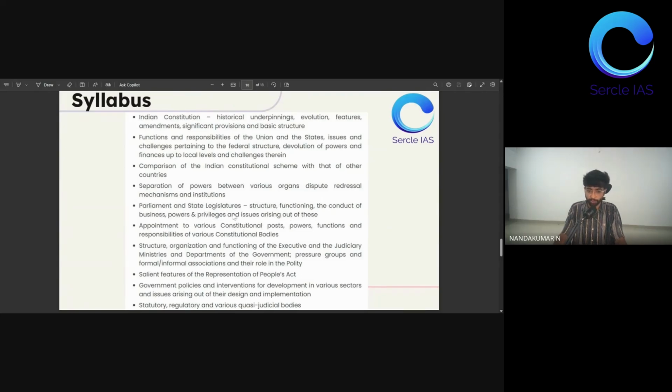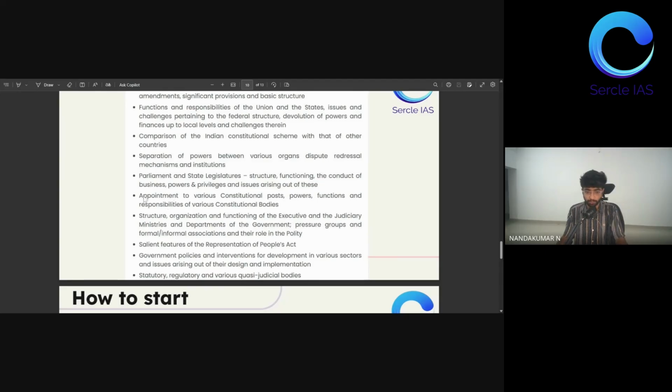It has also been asked in many mains questions. Appointment to various constitutional posts, powers, functions, and responsibilities of various constitutional bodies. So, combining these two, appointment to various constitutional posts and comparison of the Indian constitutional scheme with that of other countries, you can see a 2022 question. It was something like this: critically examine the procedure of election of the Indian President as well as the President of France. See, appointment to various constitutional posts. The Indian President is a constitutional post. So the appointment of the Indian President and its comparison with the same procedure for the President of France.